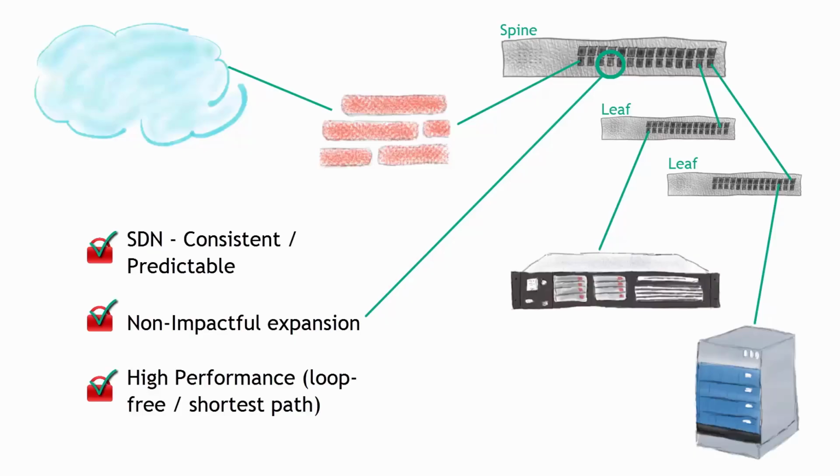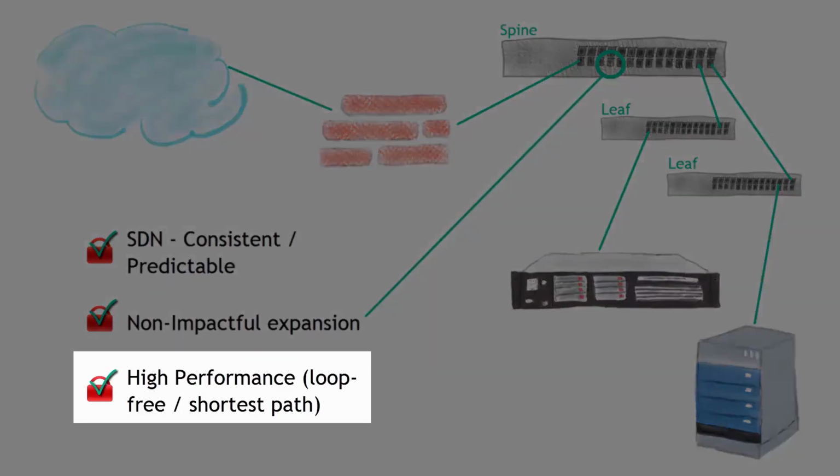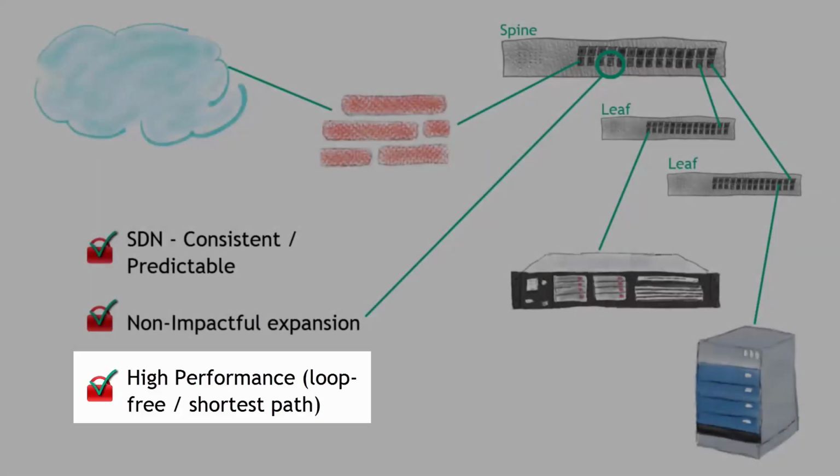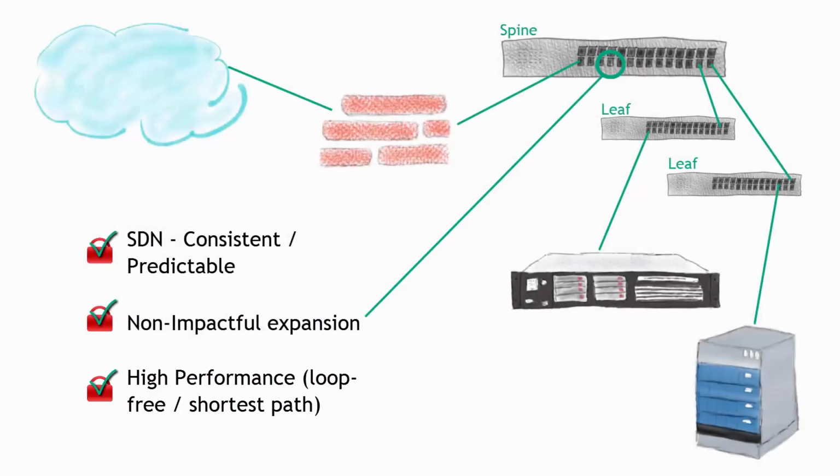And last but not least is high performance. So high performance in a leaf and spine infrastructure, or in any infrastructure, quite honestly, is absolutely critical. And the leaf and spine provides for us that loop-free, shortest path routes that you just simply can't get in other technologies. So this is kind of a summary of how to build an ATO-friendly network infrastructure.